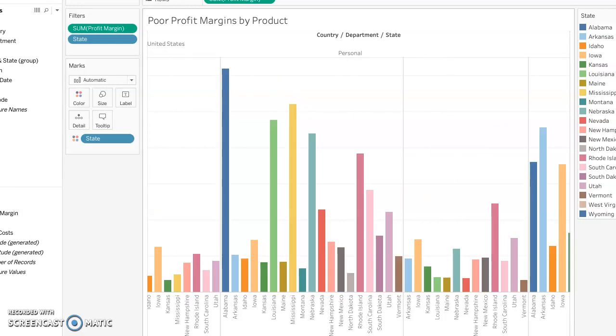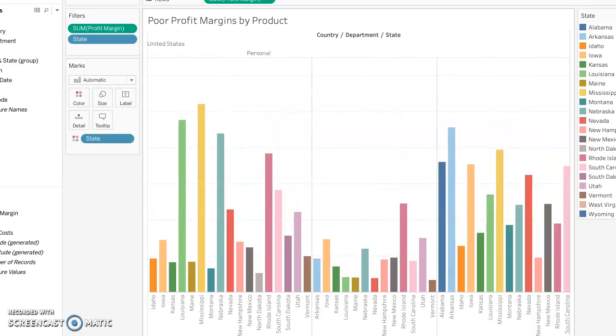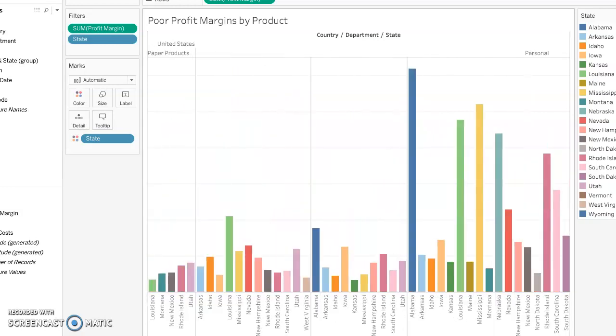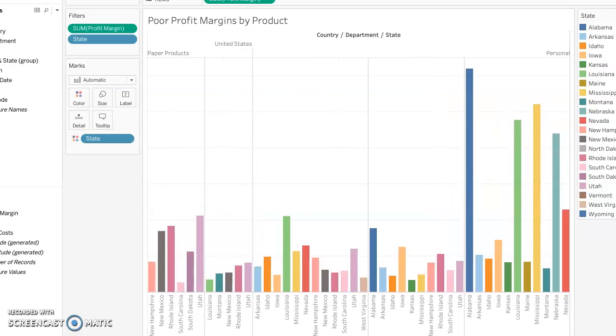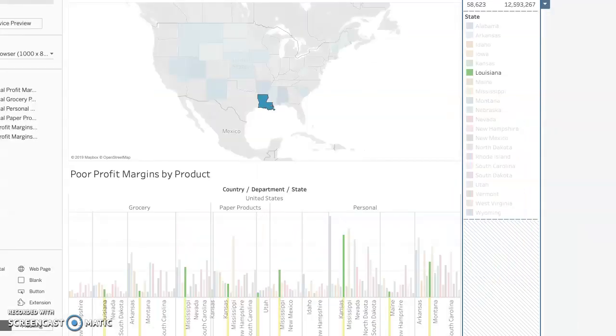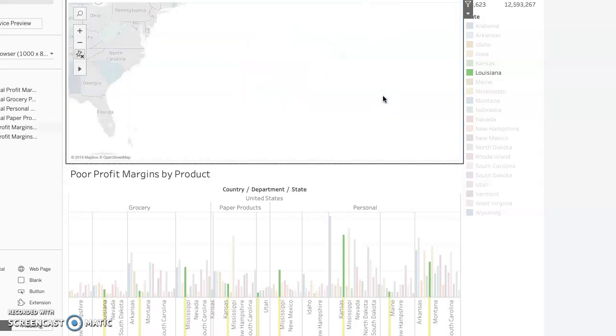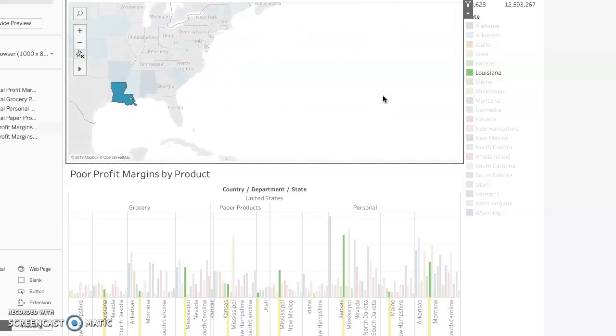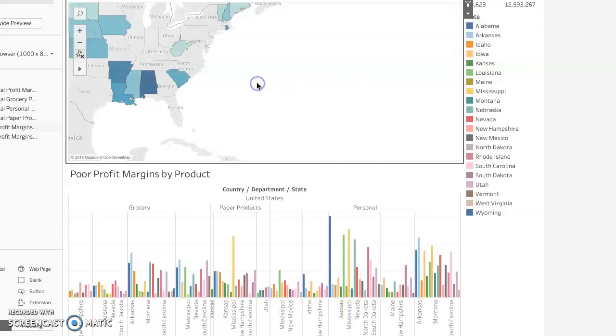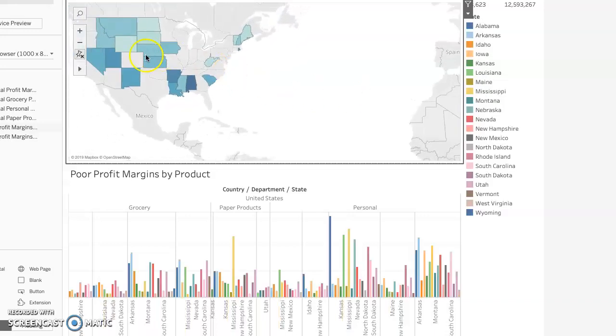So when we get over here to the personal department, again you can see some higher numbers, but they're still below what they should be. So that leads me to my dashboard, which over here, let's look at this. I have the states here. These are all the ones that are performing poorly and the corresponding products within those states.